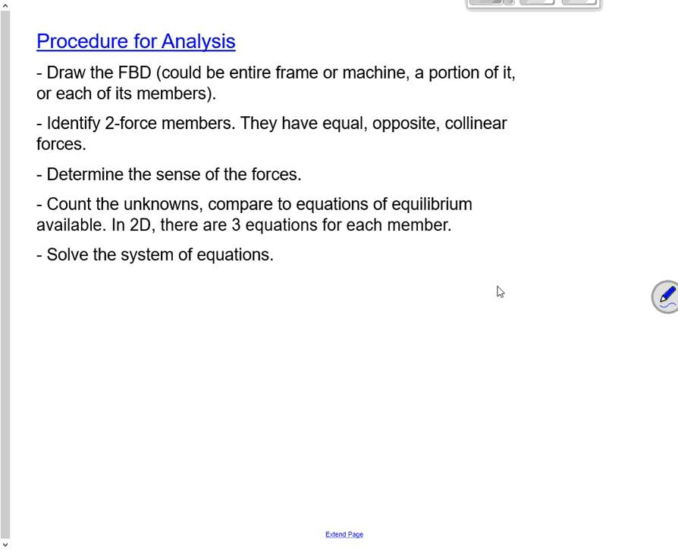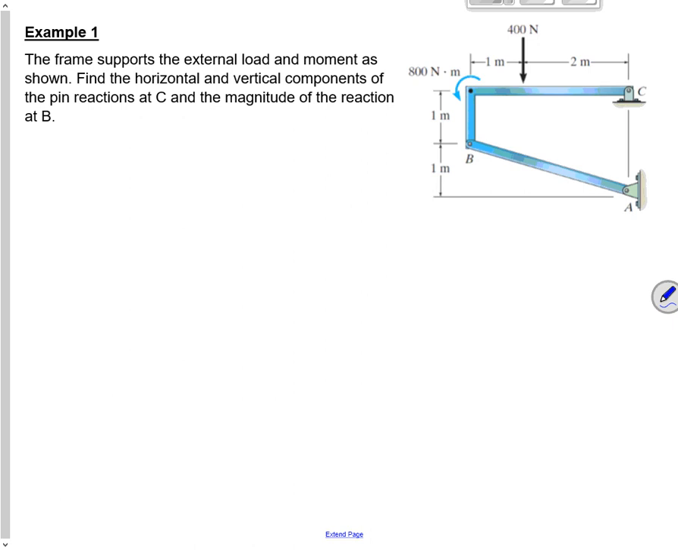Basic procedure for analysis, very similar to trusses. Draw the free body diagram. For frames and machines, it could be the entire frame or machine, or just a part of it, or each of its members. It's easiest if we identify two-force members early because they have equal, opposite, and collinear forces. They simplify things. Determine the sense of the forces, count the unknowns, and compare to the equations of equilibrium available. Remember, in 2D, there are only 3 equations for each member, and then solve the equations. Pretty straightforward. So let's try a problem.